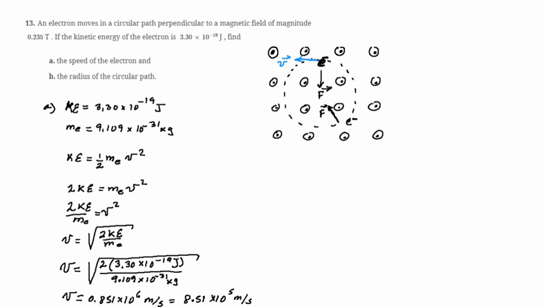So, this is not really asked about in the problem. But what I want to show you is that the electron will be following this circular path. And this circular path has some radius. So you want to find now what is the radius of that circular path.